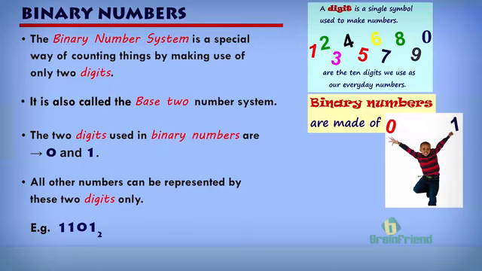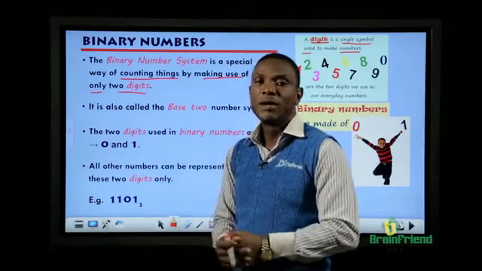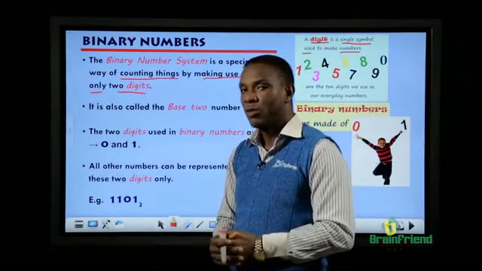Now, binary numbers. Very interesting number system. The binary number system is a special way we count things by making use of only 2 digits. Now, when we say digits, what exactly do we mean? A digit is a single symbol. It's a symbol that we use to make numbers, symbols that we use to count the number of things that we have with us.